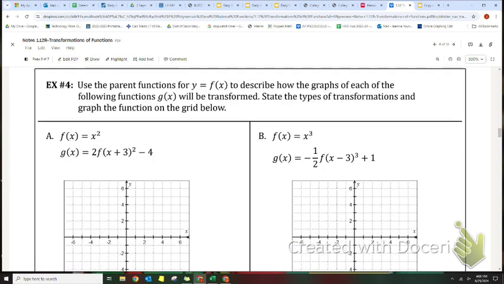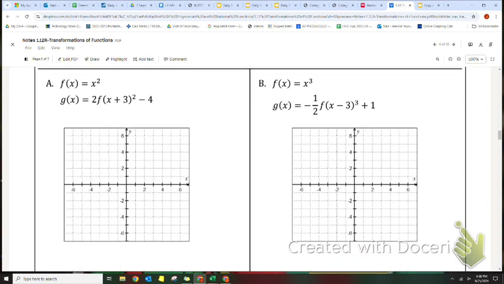All right, so example 4 says use the parent function for y equals f of x to describe how the graphs of each of the following functions g of x will be transformed. State the types of transformations in the graph of the function on the grid below. All right, so let me move this down a little bit. So let's look at A.